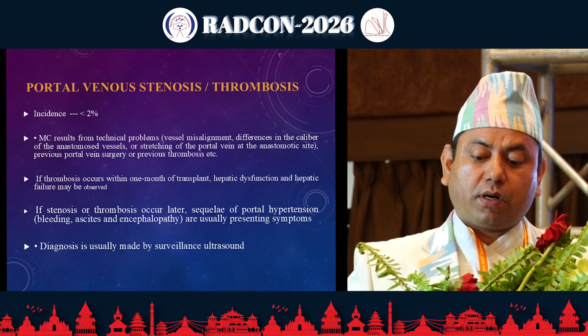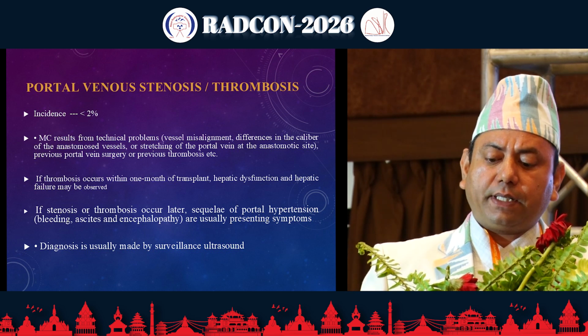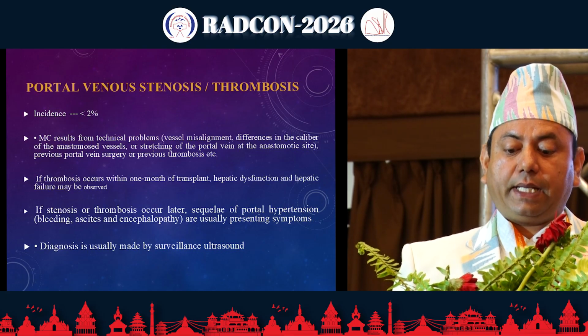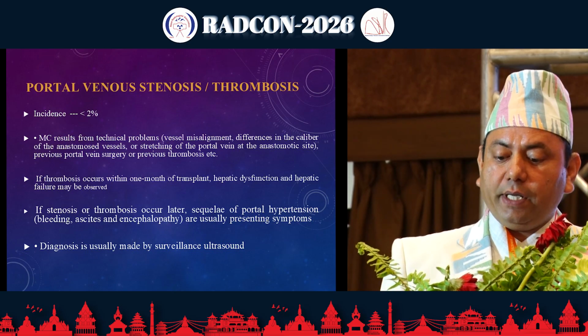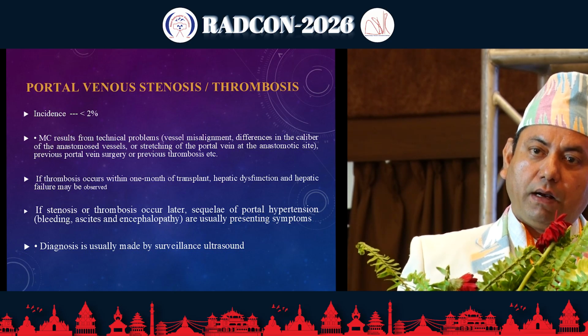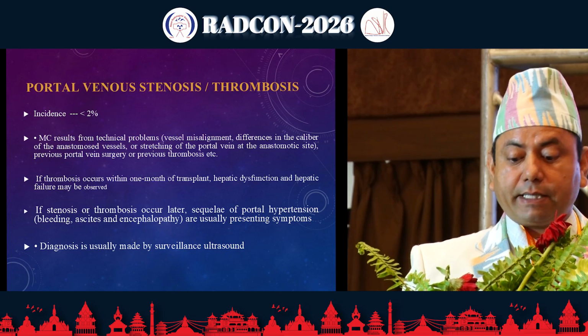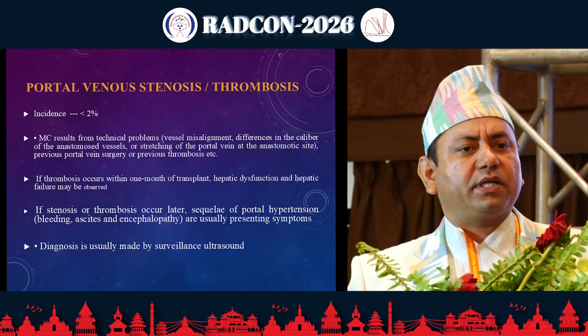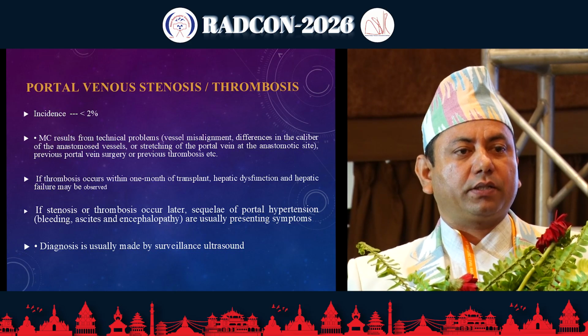If thrombosis occurs within 1 month of transplant, hepatic dysfunction and failure may be observed. If stenosis and thrombosis occur late, sequelae of portal hypertension such as bleeding, ascites, and encephalopathy are usually the presenting symptoms. Diagnosis can be made by clinical surveillance ultrasound.